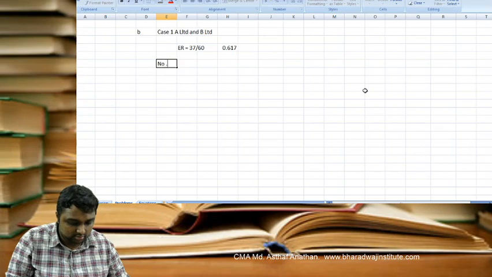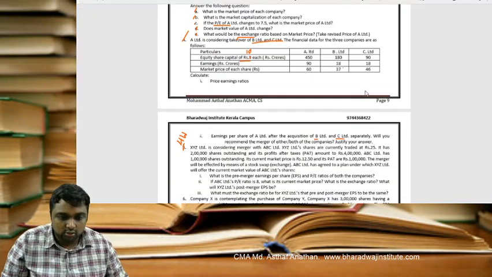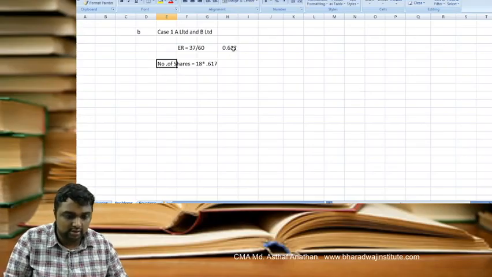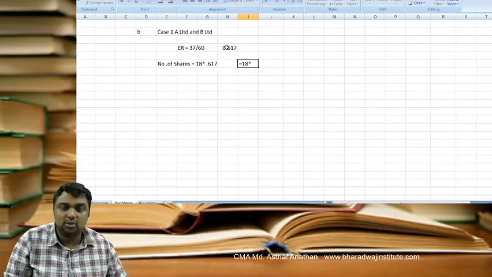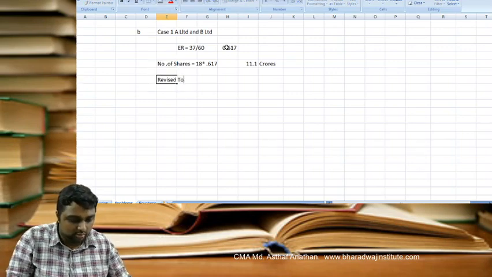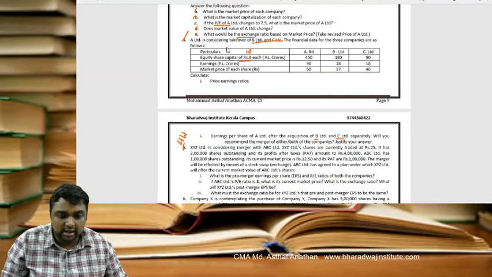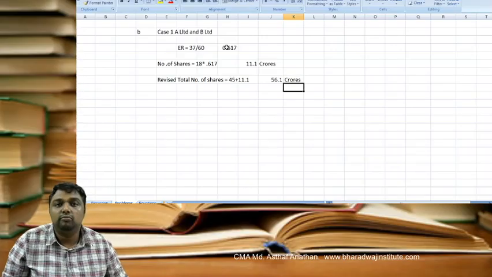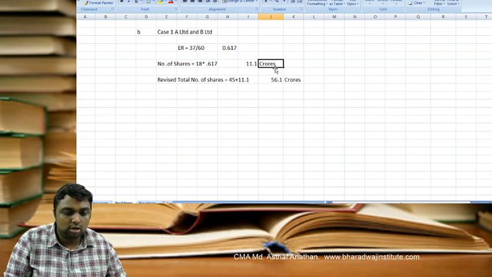So what will be the number of shares? Your existing number of shares is 18 crore into 0.617, or we can round it off. So 18 into 0.617, you will get 11.11 crore. This is the number of shares issued. So what is the revised total number of shares? A Limited is already having 45 crore shares. Now 11.1. So total will be 45 plus 11.1, that is 56.1 crore shares.